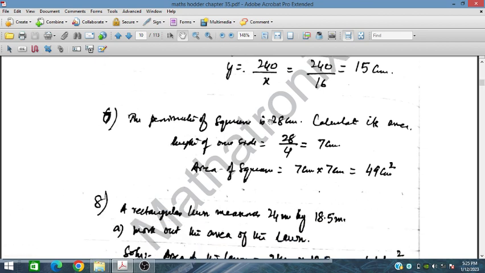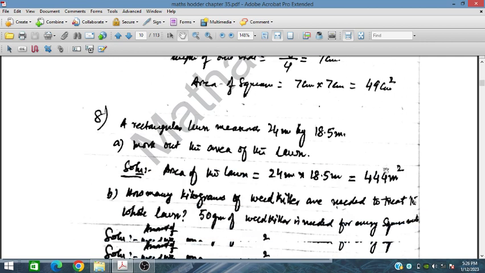The perimeter of a square is 28 centimeters. Calculate its area. So the perimeter of a square is 28 centimeters, which means every side is 7 centimeters. So we divide it by the 4 sides, so it's 7 centimeters. So the area is 7 into 7, which is 49 centimeters square.